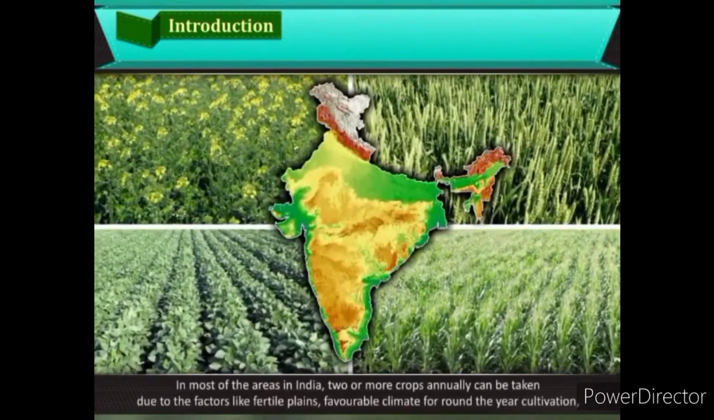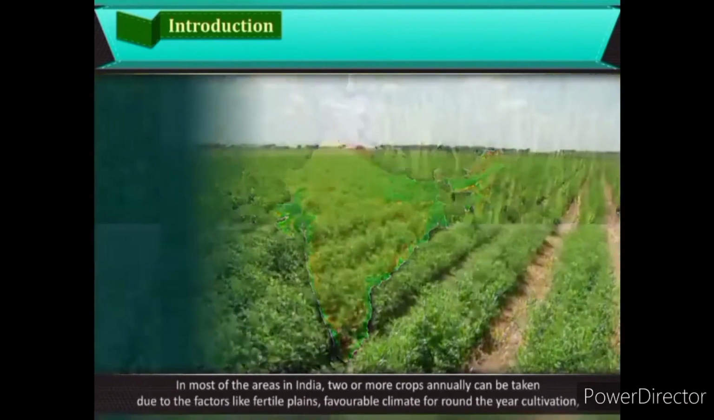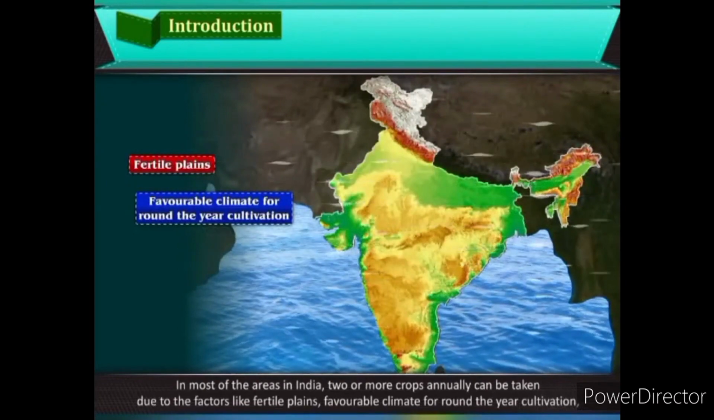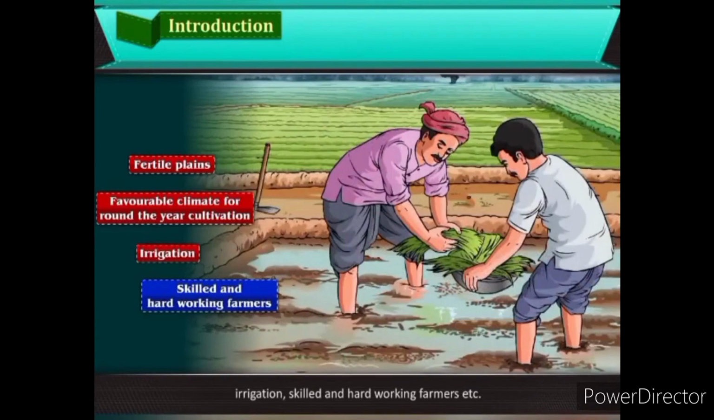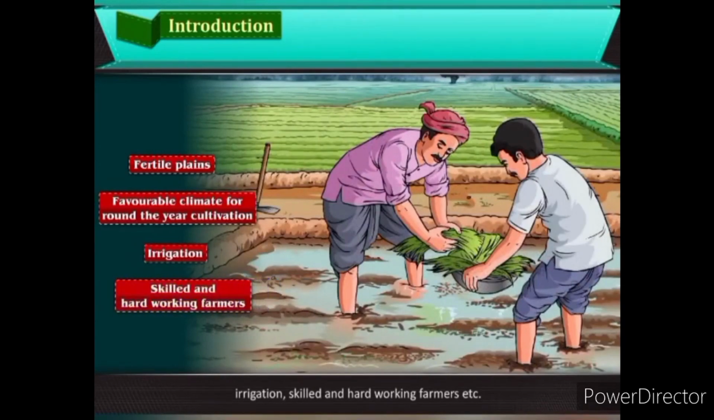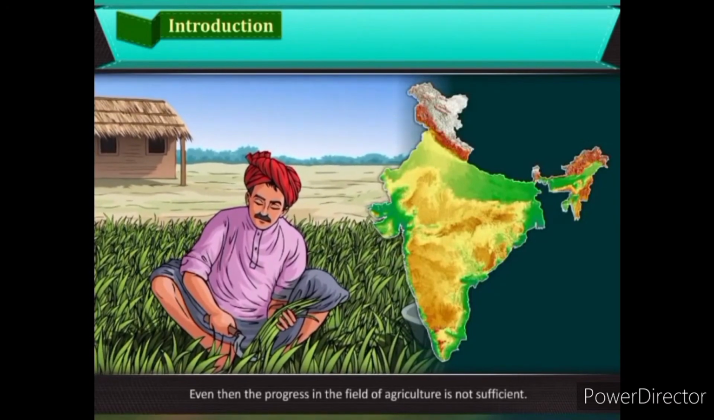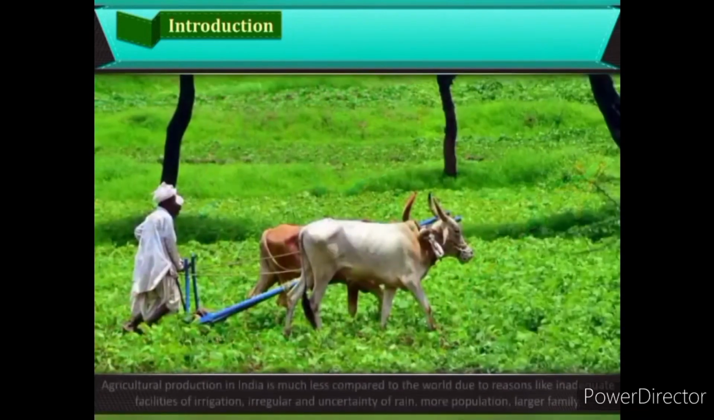In most of the areas in India, two or more crops annually can be taken due to factors like fertile plains, favorable climate for round-the-year cultivation, irrigation, skilled and hard-working farmers, etc. Even then, the progress in the field of agriculture is not sufficient. The Indian farmers are generally poor and uneducated.